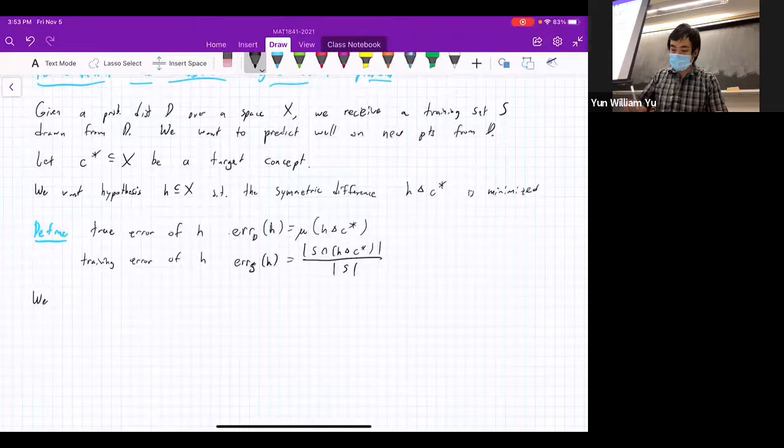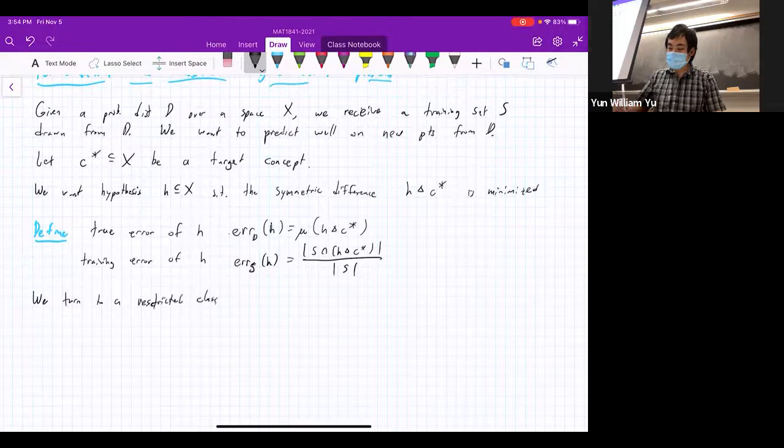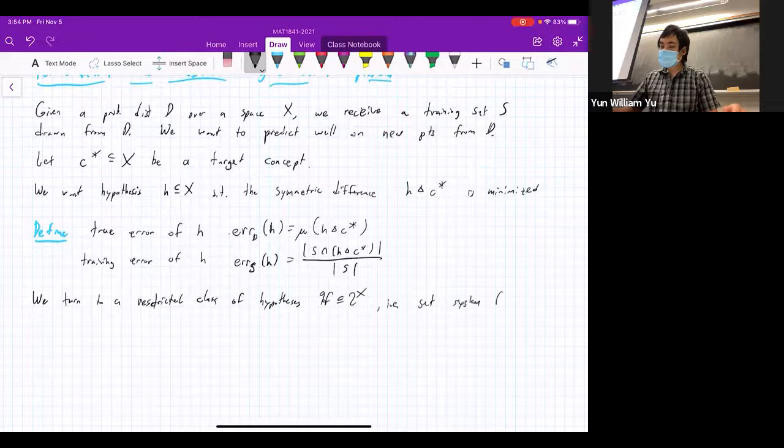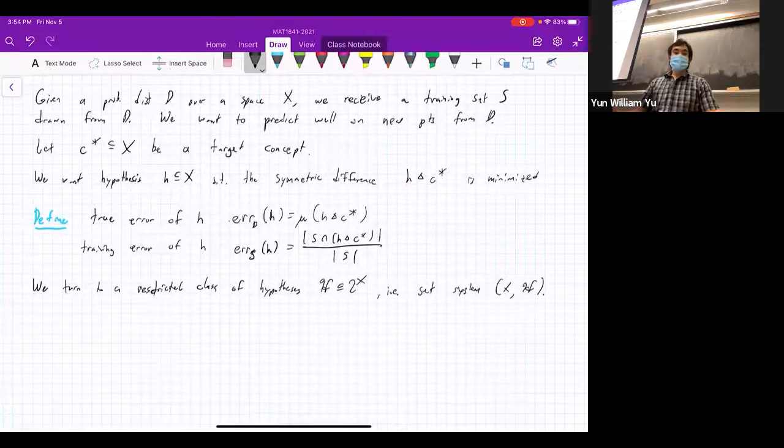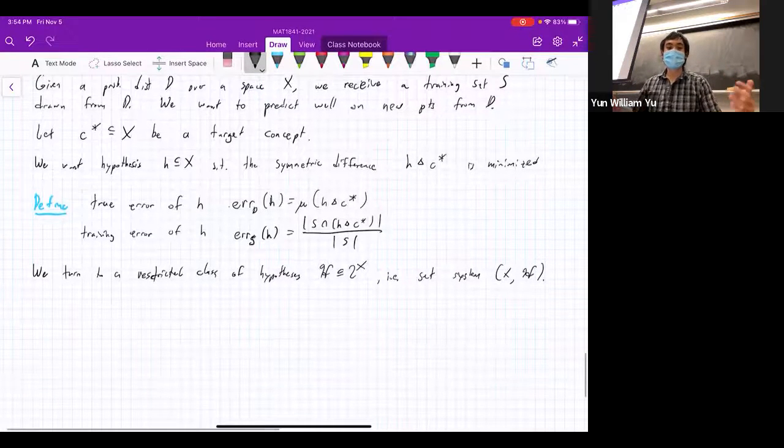So we turn to a restricted class of hypotheses, H, which is contained in the set of subsets. This gives us a set system, X and H. And so the question is, when can we generalize but not overfit? One answer to that is if the sample size is large compared to the VC dimension.